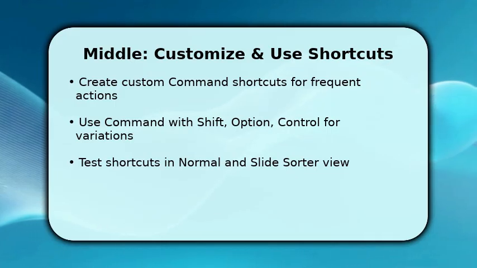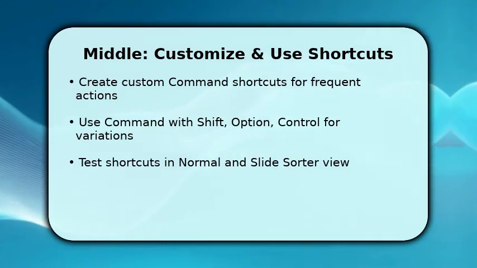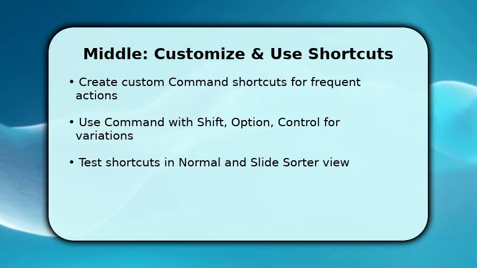Open the keyboard settings and add custom mappings for commands like Format Painter or Align Center. Use Command with Shift or Option to create distinct combos. Make sure to avoid system conflicts by checking Mac OS keyboard preferences.